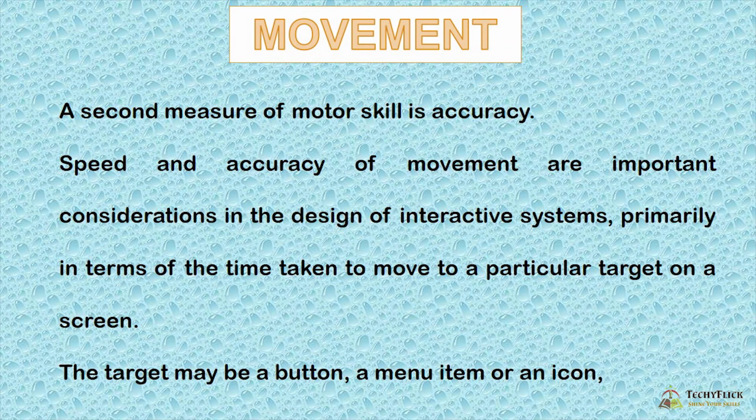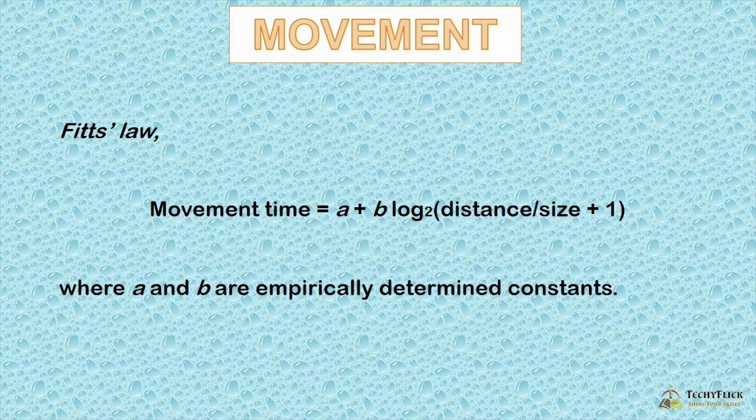Speed and accuracy of movement are important considerations in the design of interactive systems, primarily in terms of the time taken to move to a particular target on a screen. The target may be a button, a menu item, or an icon. Fitts' law: movement time is equal to a plus b log to the base 2 of distance divided by size plus 1, where a and b are empirically determined constants.